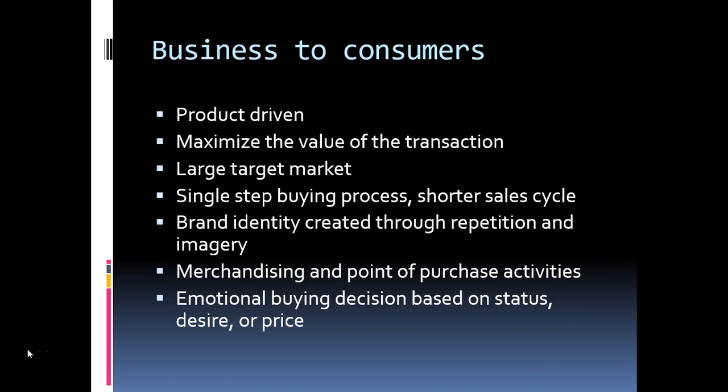Okay, so business to consumers, in terms of distribution, it tends to be very product driven and about maximising the value of the transaction. We often tend to have large target markets. We tend to go through a simple buying process. If you're familiar with the customer decision making process, we went over it in the last seminar when we were looking at revision. We place importance on things like brand identity.